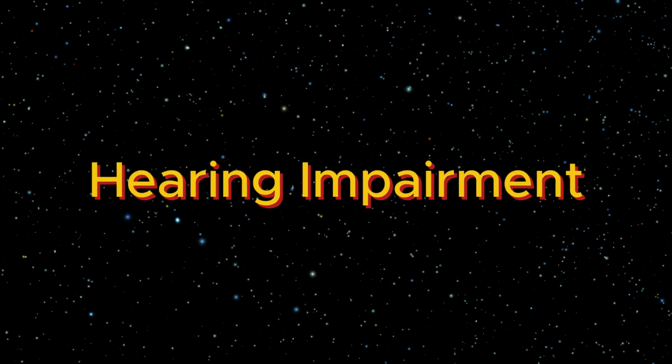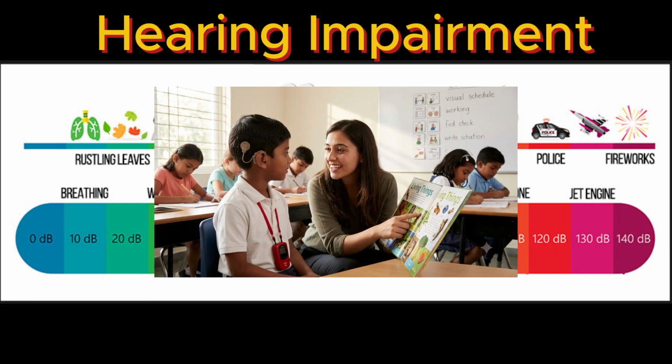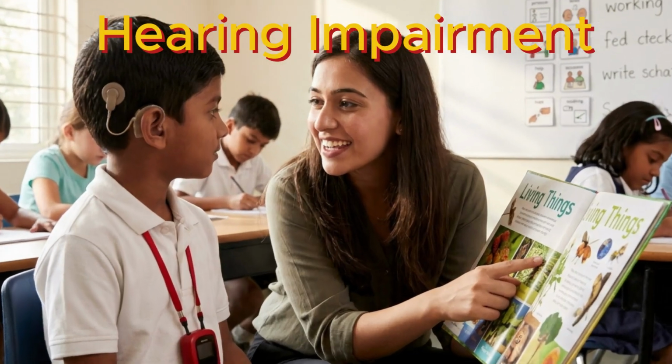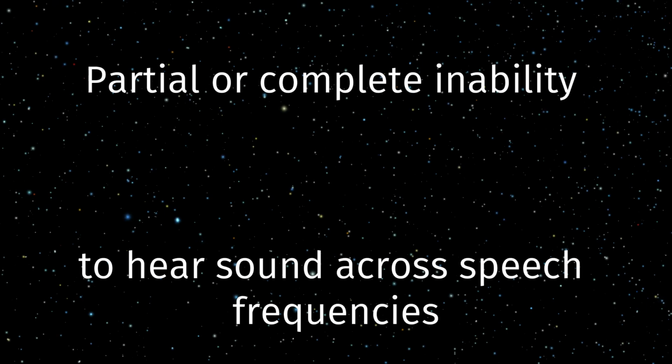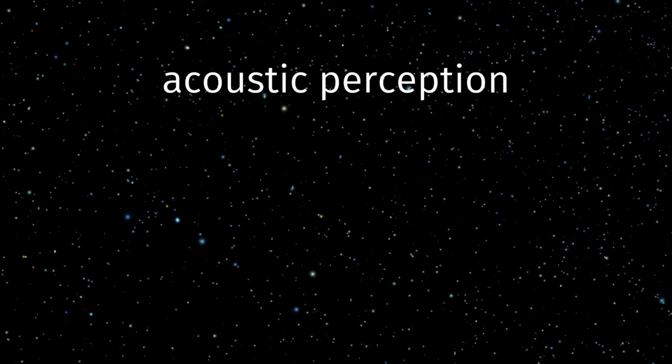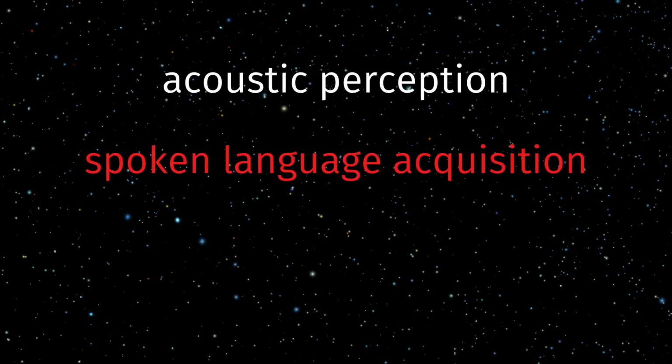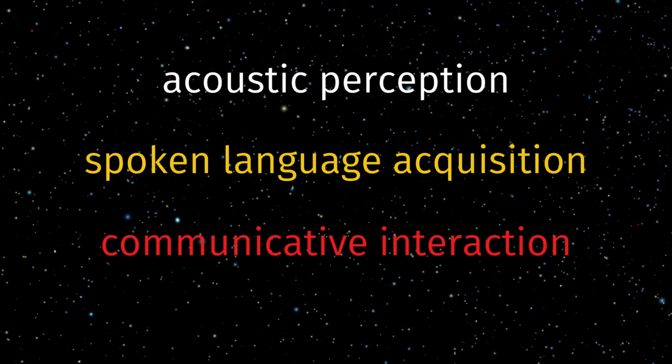Hearing impairment. Hearing impairment involves a partial or complete inability to hear sound across speech frequencies. It directly impacts acoustic perception, spoken language acquisition, and communicative interaction within classroom settings.